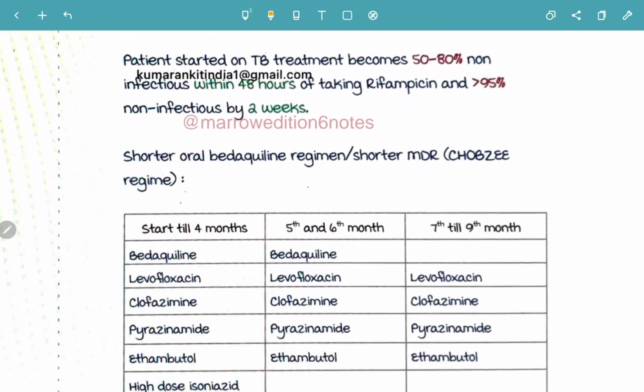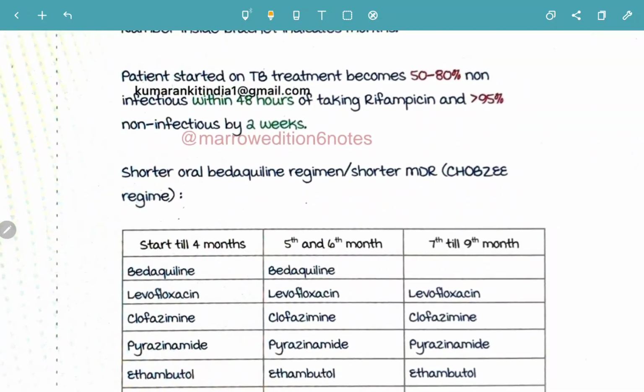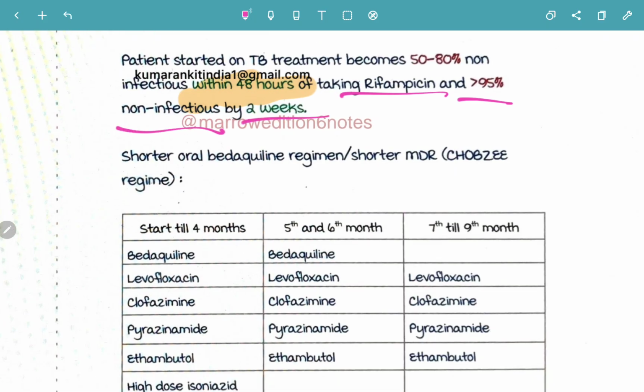Okay, let's look at the patient. A patient started on TB treatment becomes 50 to 80% non-infectious within the first 48 hours of taking rifampicin, and more than 95% non-infectious by around 2 weeks.